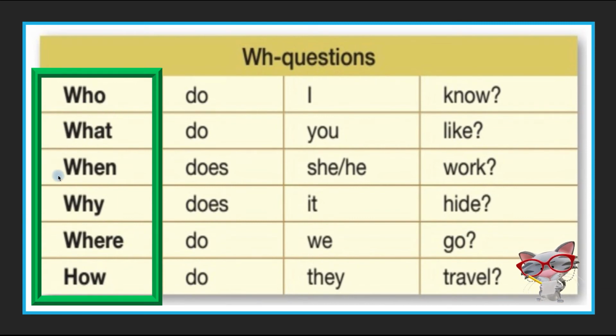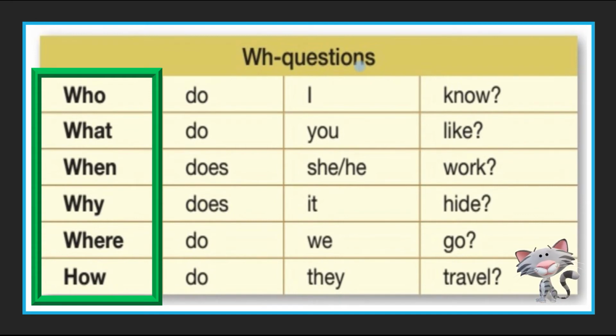So as you can see, we have the W: who, what, when, why, where, how, followed by a do: do, does, do. Why do? Because here the subject is I. Do, here the subject is you. But if it's she or he, it's does. If it's it, it's does. If it's we, it's do. If it's they, it's do. So these are the auxiliary do verb, because over here we have another verb on the other side, like know, like, work, live, go, travel. And they form the questions.